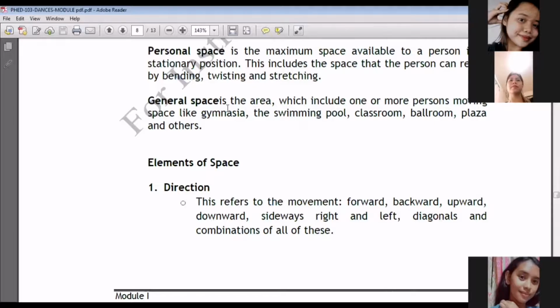Ma'am, dun po sa personal space, yung kaya lang natin ma-reach within stationary position, ma'am. Yung mga malalapit lang sa atin na hindi tayo maalis sa pwesto. Doon naman po sa general, yun naman po yung hindi naman po tayo maalis sa venue.